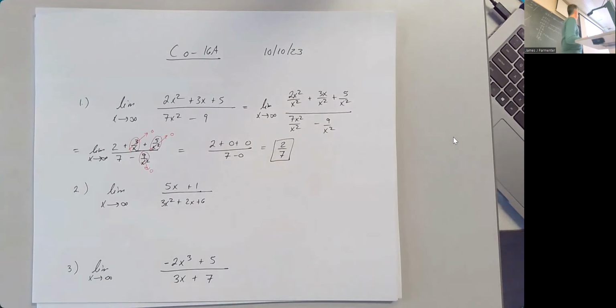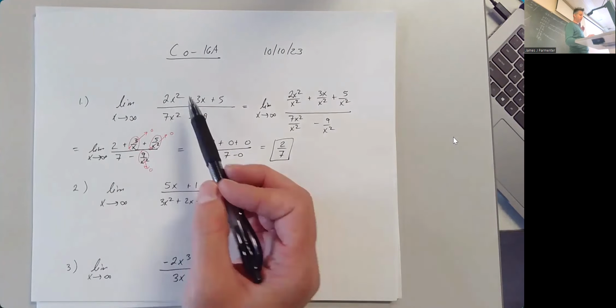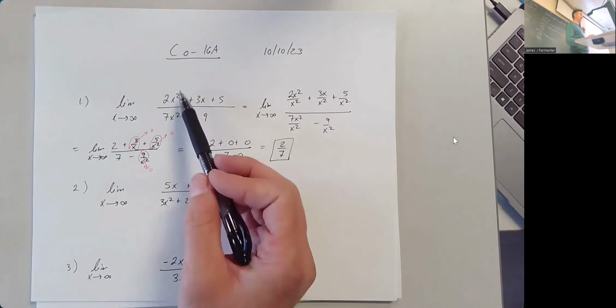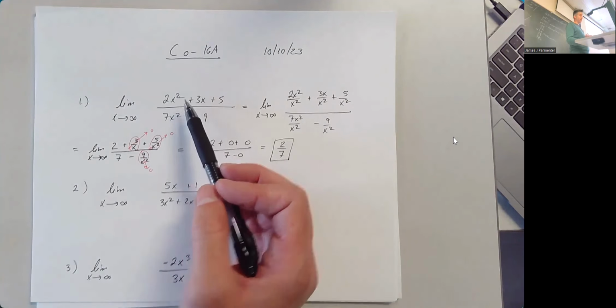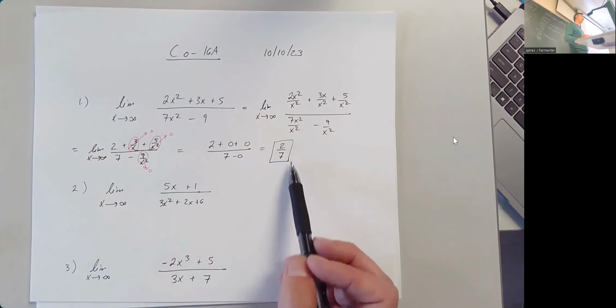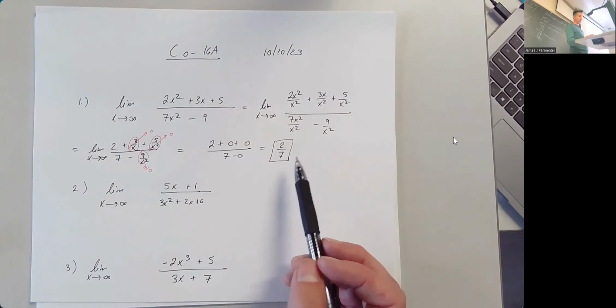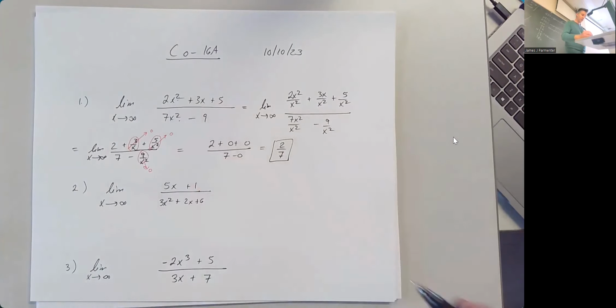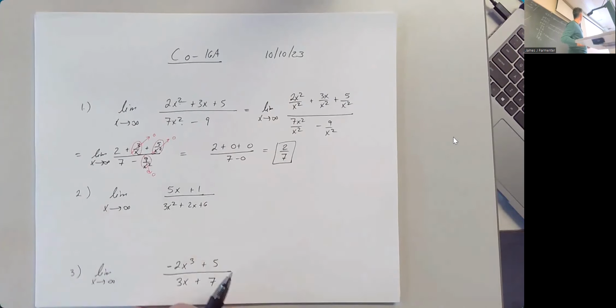You might notice that this happens a lot when you have the same degree on top as on bottom. Here our degree is 2, here our degree is 2, the highest power of x in our polynomial. When the degrees are the same, and you're taking the limit to infinity, you're always going to end up getting the quotient of the leading coefficients. So I knew from the get-go, I had x squared on top and x squared on the bottom, I'm going to get 2/7. I'll give you a short one later on.